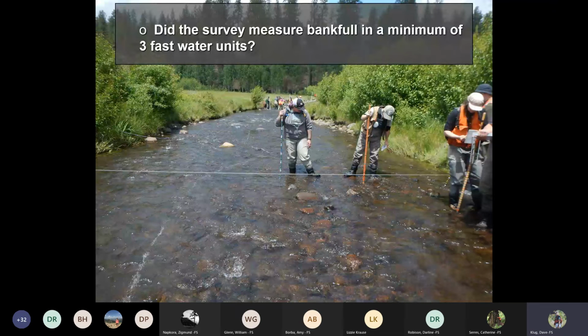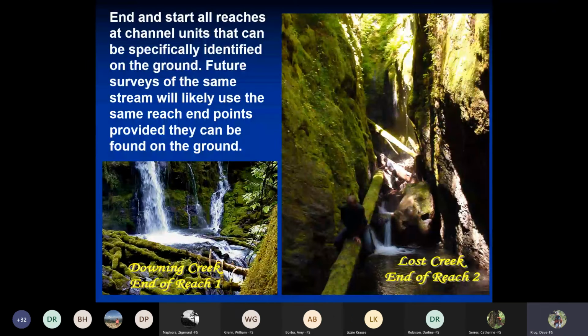And make sure you end and start all reaches at channel units that can be specifically identified on the ground. Because future surveyors are going to be coming back to that same stream and will be looking for those reach endpoints, or there may be a survey, like on our district for a timber sale project, and they may be looking for that same endpoint as well, provided they can be found on the ground.